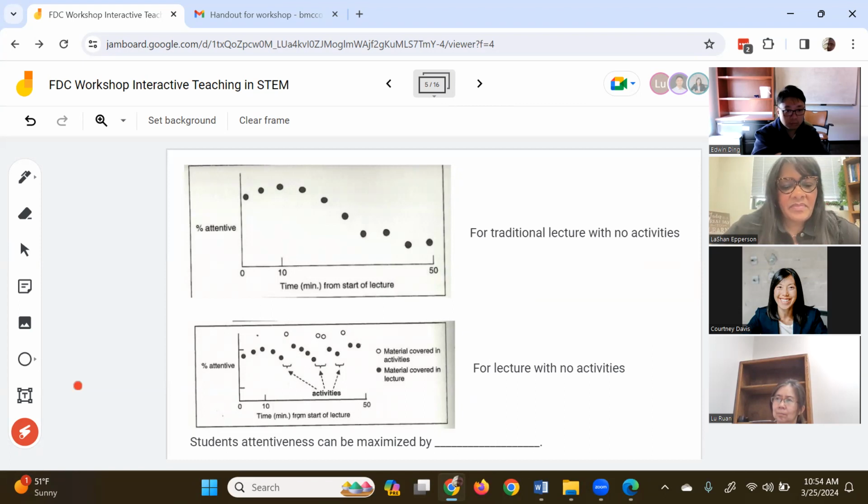So this graph is coming from that book that's on the handout, the Teaching and Learning in STEM Practical Guide from Felder and Brent. They're recommending doing a series of activities throughout your class and mixing it up so that every time you change an activity, that's a time for students to reset their attention. They can get their attention focused back. So student attentiveness can be maximized by frequently changing activities.